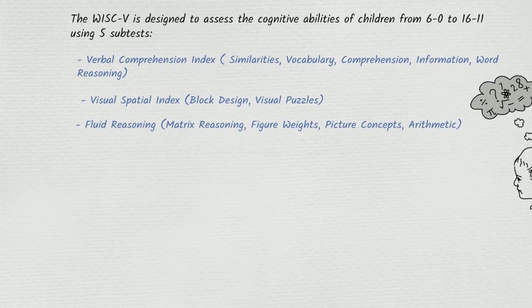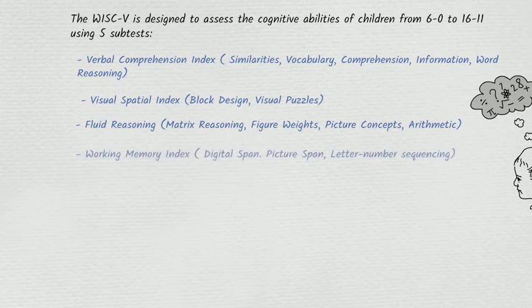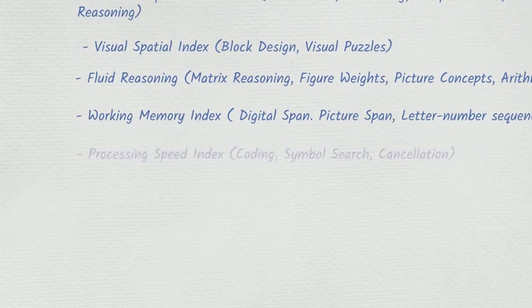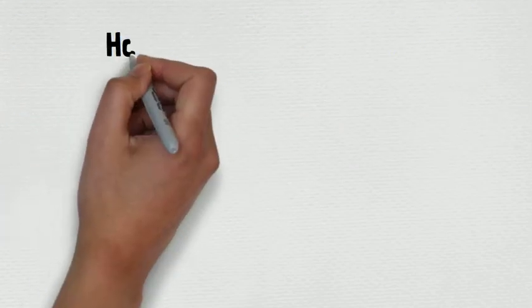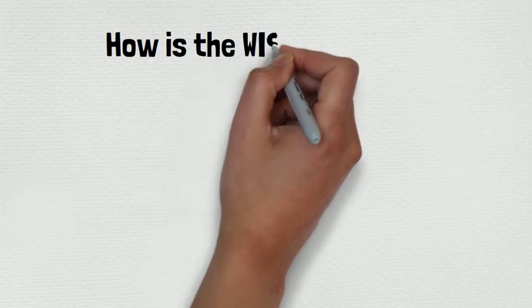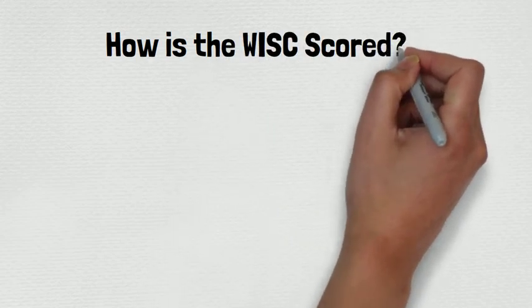Working memory index, which basically assesses the ability to hold on to information for a period of time while solving a task. And processing speed index, which is essentially how quickly a person can complete a task. From these subtests, raw scores are derived and converted to scaled scores.